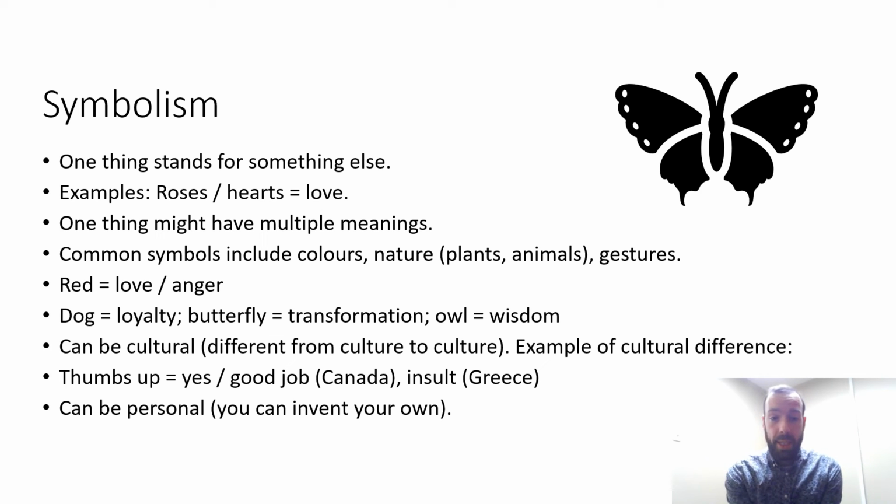So red is a color, and red can stand for a few different things. Sometimes it means love, but sometimes we use red to talk about anger. Some animal symbols include dog, often stands for loyalty. Butterfly often stands for transformation. And owl often stands for wisdom.